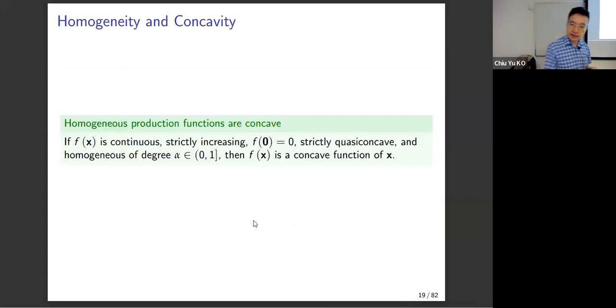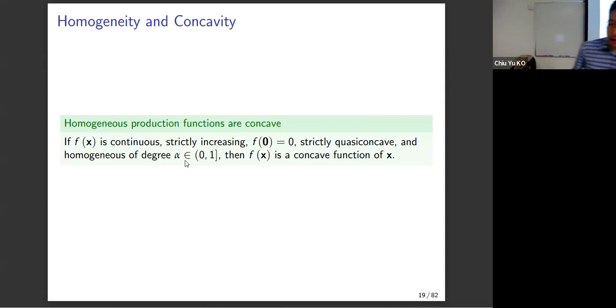So I guess that would be an important theorem, why in practice we always assume the production function is concave. That gives us a nice outcome: if it is continuous, increasing, zero at zero, and quasi-concave, which is what we assume, and as long as it is not increasing returns to scale, then it's concave.